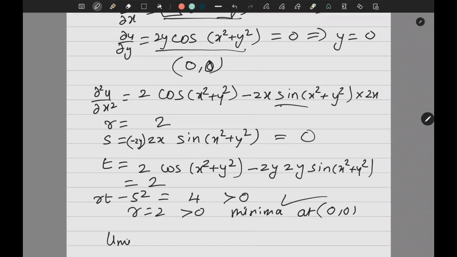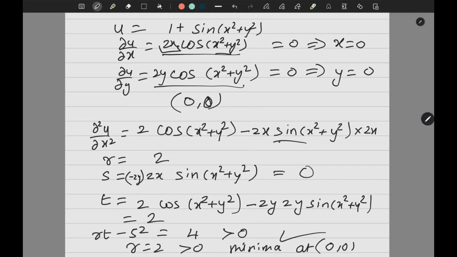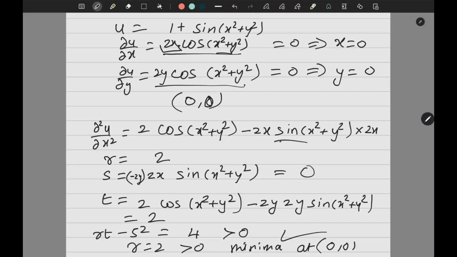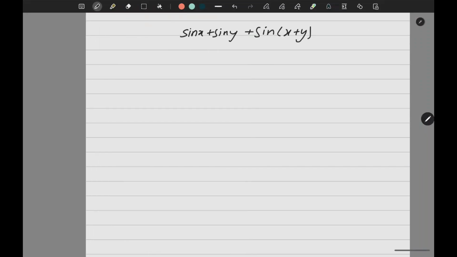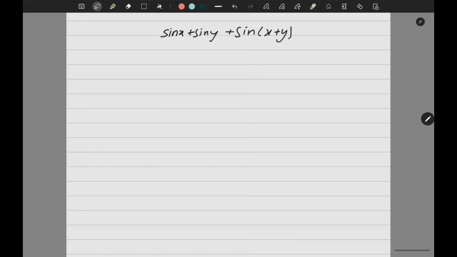So U minimum is equal to, see, whether you write U or F, same thing, but follow the same thing in the whole question. Okay. So 1 plus sine of x square plus y square at 0, 0. Sine 0 is 0. So I got 1. So the minimum value of the function is 1. Right. Let us see one more trigonometric function. I'll just give you the hint. You can do this question. Now U is equal to this.